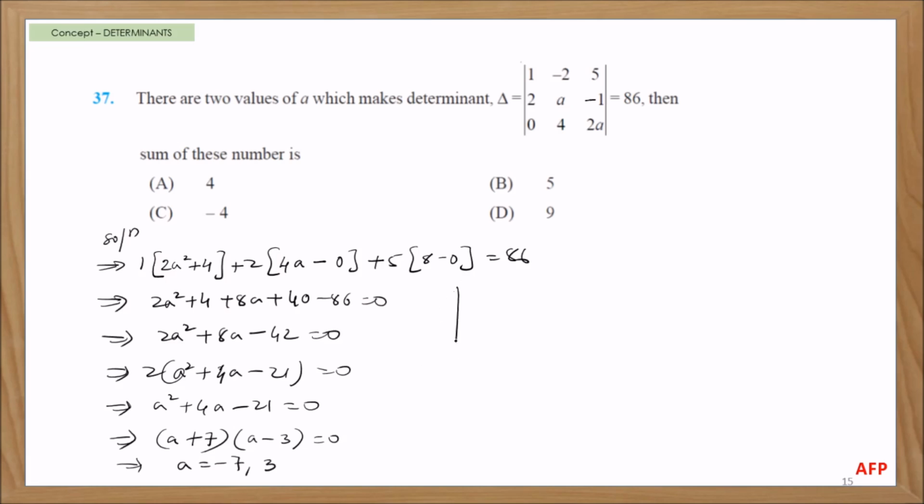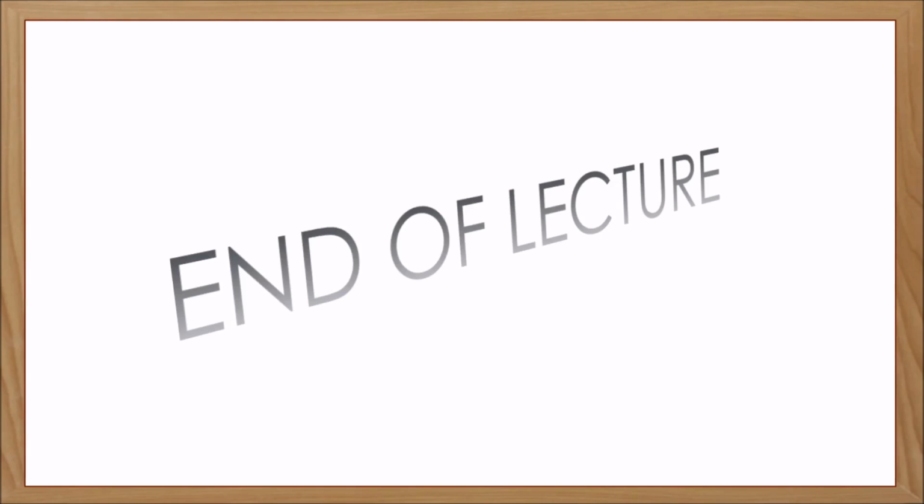Okay, so what they said, sum of these numbers, so therefore sum of numbers is equal to minus 7 plus 3 is equal to minus 4. Minus 4, C is the correct option. Thank you everyone.